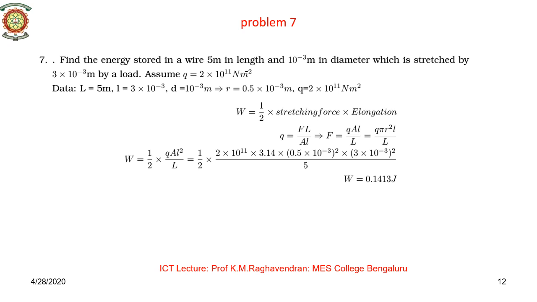Rearranging, we get F is equal to QA into small l by capital L, or Q into pi r squared into small l by capital L. So when you come back to the formula for W, we can substitute for the stretching force and also for elongation, which is l. So the final formula for W is half times QA l squared divided by L. Substituting all the values, we get W is equal to 0.1413 joules.